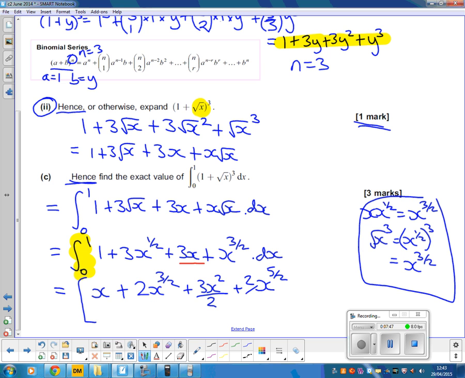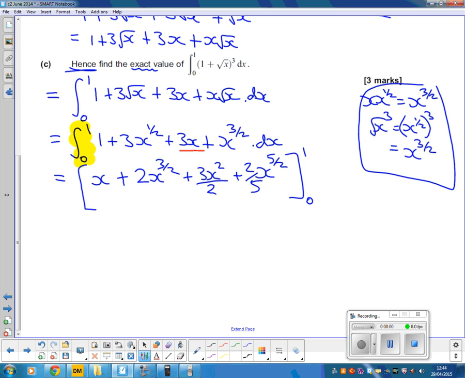And then we had x to the 3 over 2, well that went to x to the 5 over 2, and then that's 2/5. In this case there's no plus c because we've got some limits, we've got 0 and 1. It wants the exact value, so I need to make sure at the end that our answer is a fraction or an integer. Right, once you've done that we need to substitute the limits in. You should show this step to make sure we get all the marks.